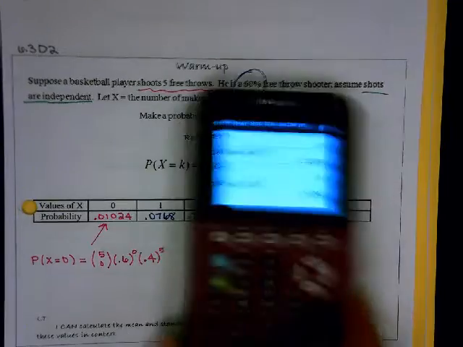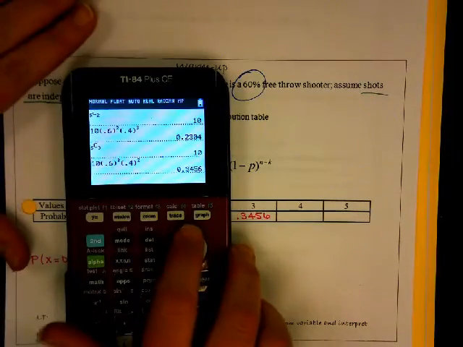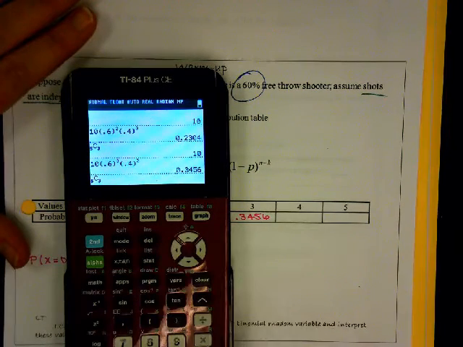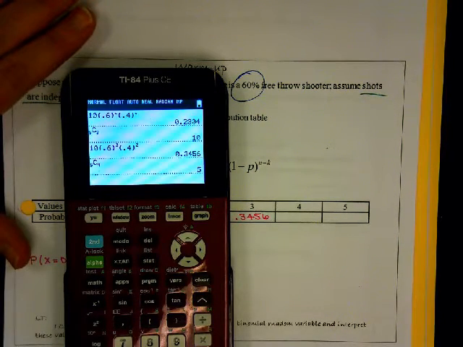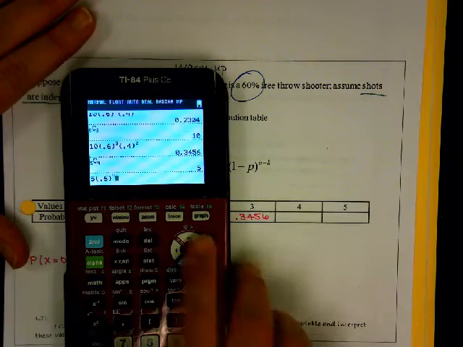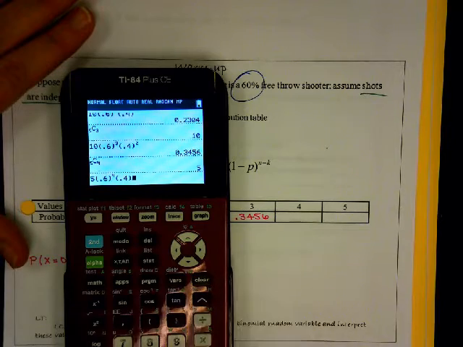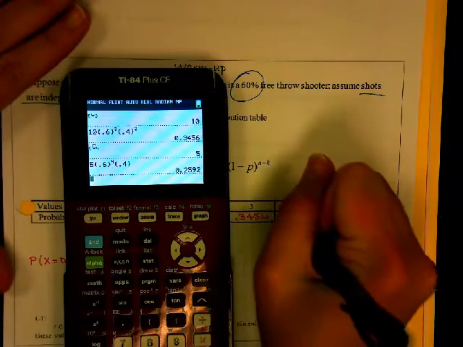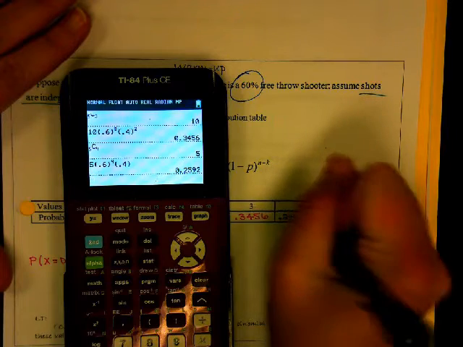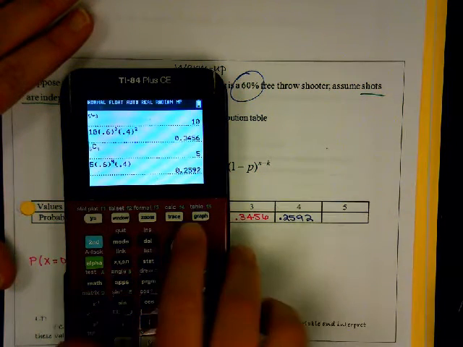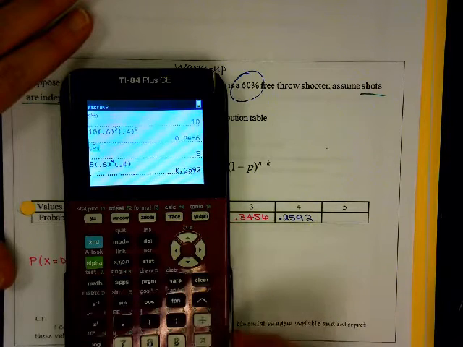5 choose 4. It's going to be the same as 5 choose 1. So there's 5 ways that could happen. And then we're going to have 0.6 to the 4th times 0.4 to the 1st. So we get 0.2592. And then the last one, 5 choose 5, is going to be 1, just like 5 choose 0.